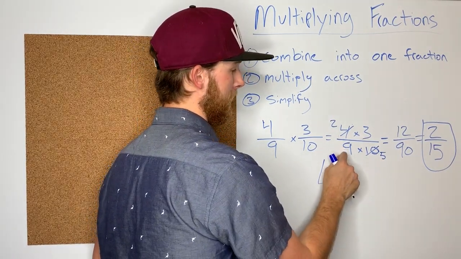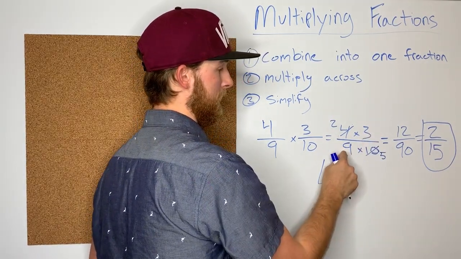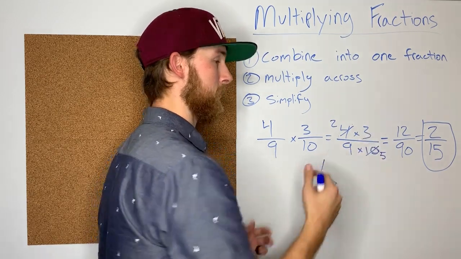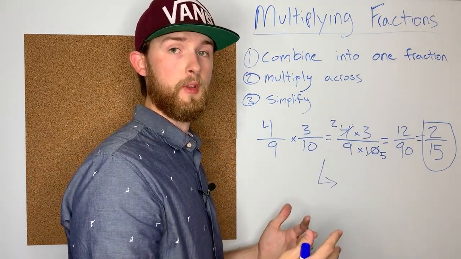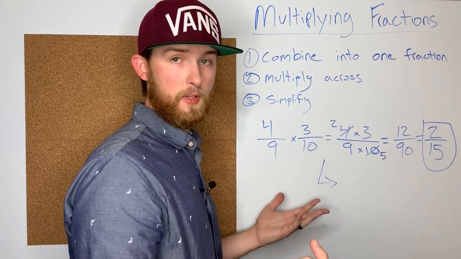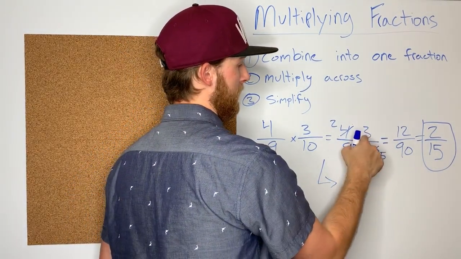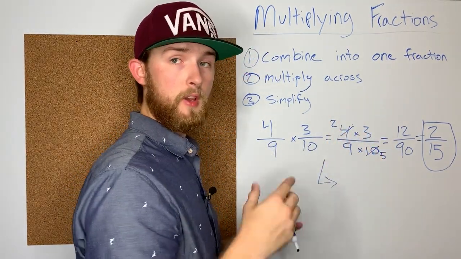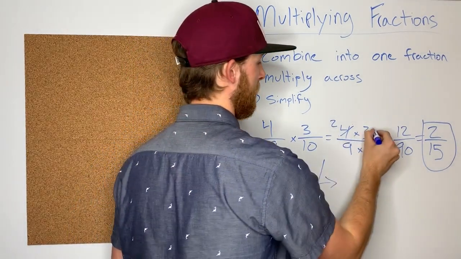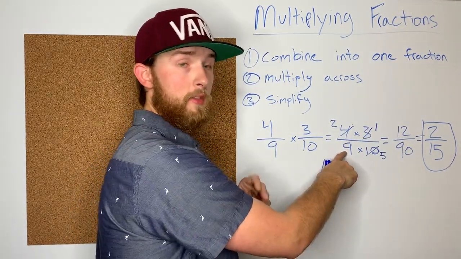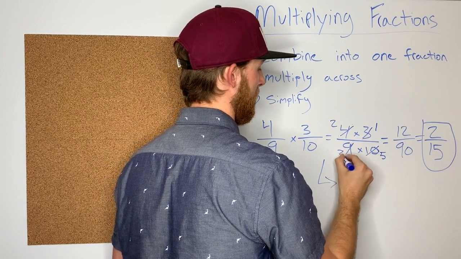So we can do the same thing here for the 3 and the 9. So 3 and 9, what's a common factor that can go into both of those numbers? In this case, it's going to be 3. So it's not too hard. So 3 can go into 3 once. 3 divided by 3 is 1, right? 9 divided by 3 is 3.